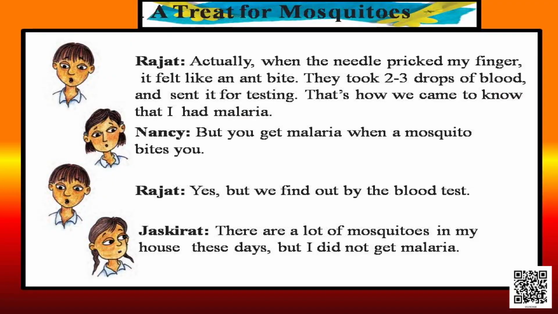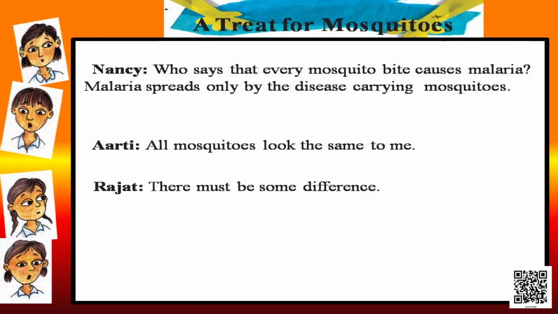Now Jaskirat was more curious. She asked again, there are a lot of mosquitoes in my house these days, but I did not get malaria. What a funny part. Jaskirat tells that in her house there are a lot of mosquitoes. Then how come she has not yet got malaria? Do you think malaria is caused by any kind of mosquito? No, it's not. So, Nancy answers that who says that every mosquito bite causes malaria? Malaria spreads only by the disease carrying mosquitoes.